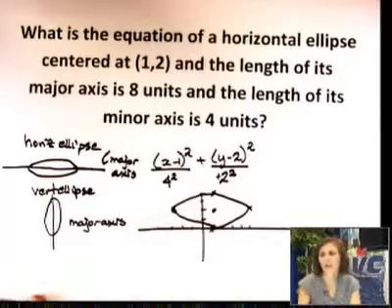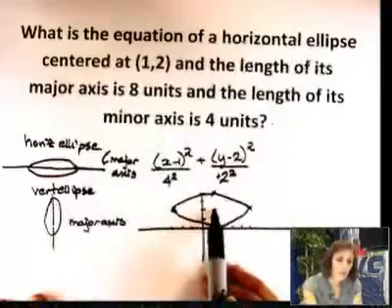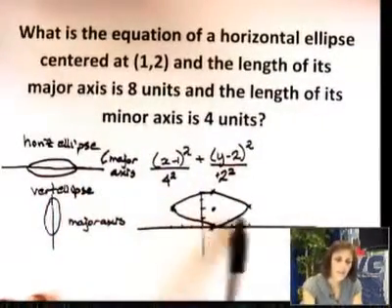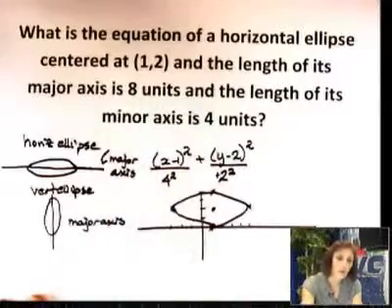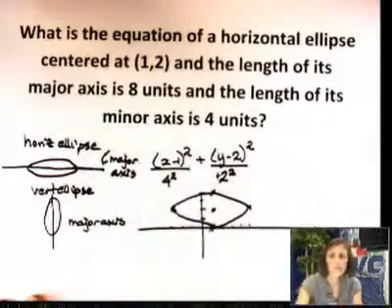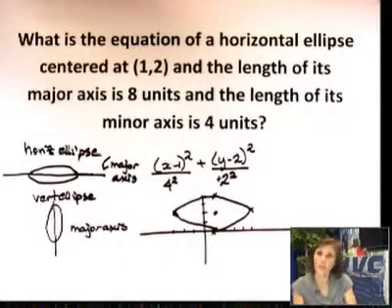So let's make sure that this is the case. Horizontally it's centered at 1, 2. Yes, it's at 1, 2. Length of its major axis, length is 4 and 4. That's 8 units. Good. Length of its minor axis, which is like that, 4 units, 2 and 2. Now I'm done.